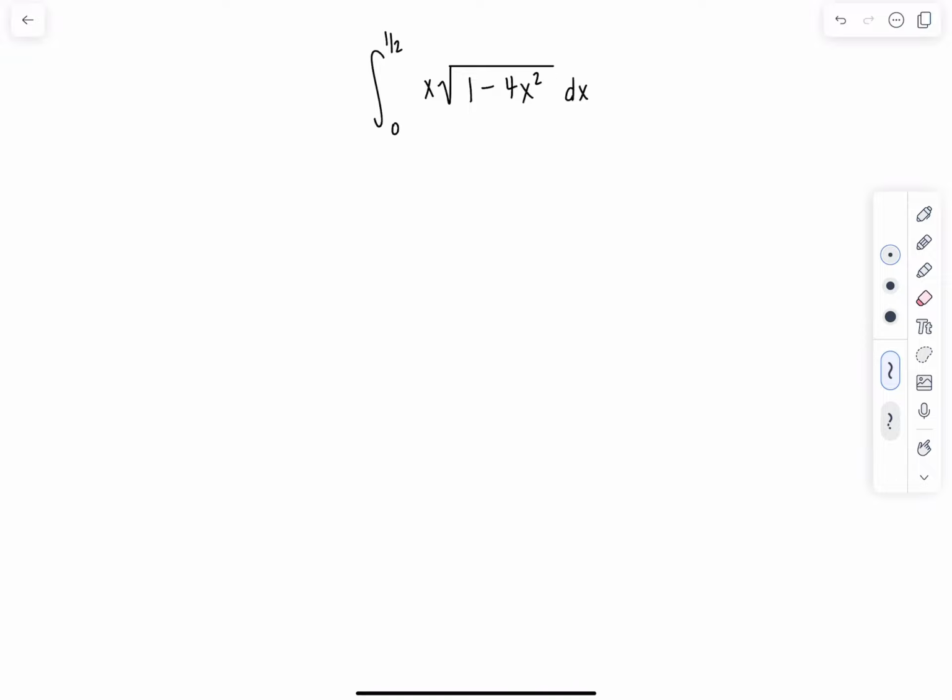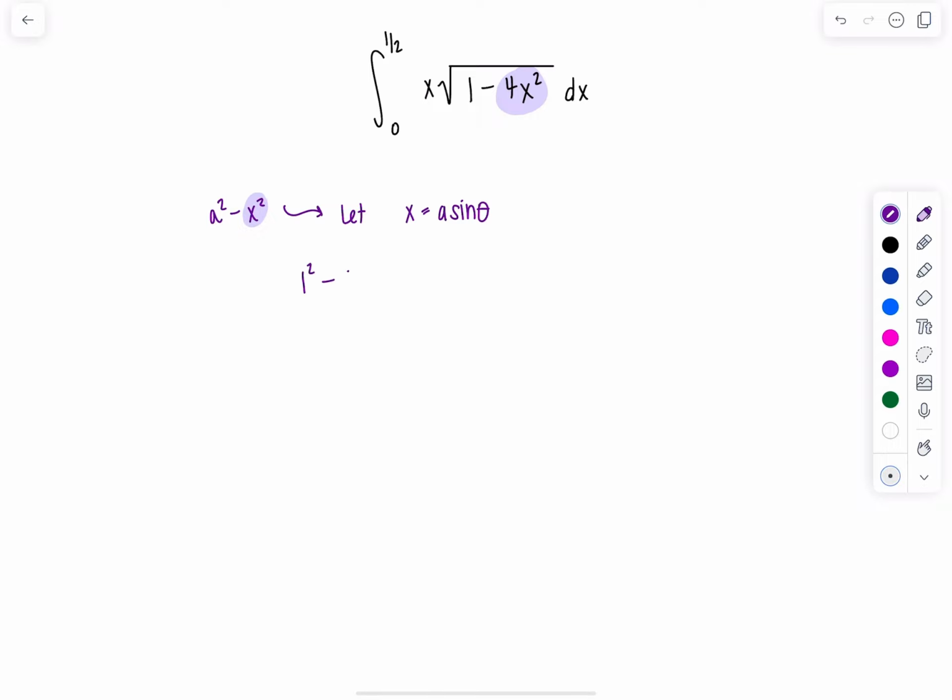Now, normally when you see this form, you have to memorize the 3 different substitutions to make. If you have a squared minus x squared, then you usually let x equal a sine theta. But what to do here, because notice we have a 4x squared, not just plain old x squared. It's really not that big of a deal. So 1 is still just 1 squared minus, this is the quantity 2x squared.